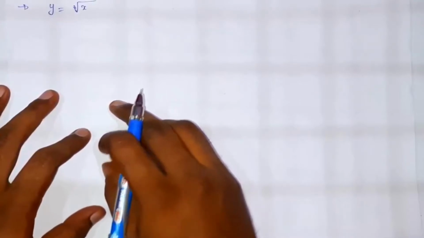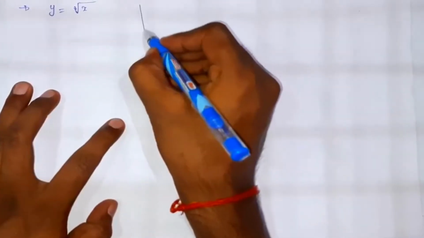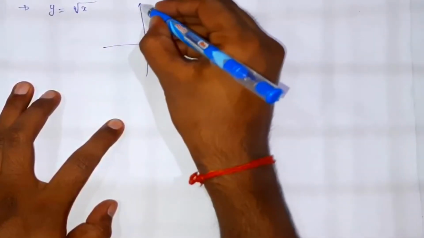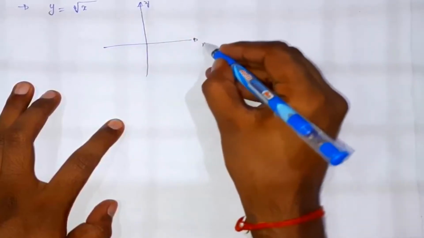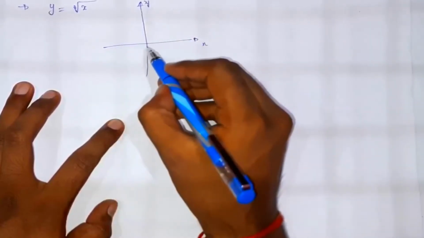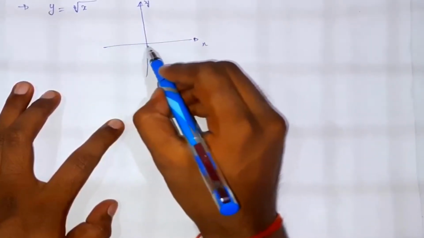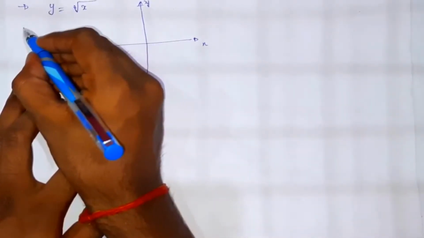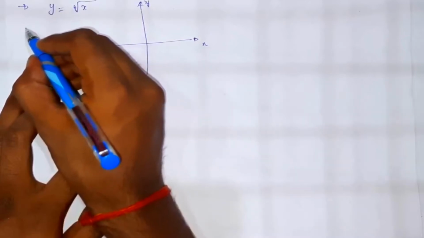So for that, what we will do, we will draw a Cartesian plane like this. This is the x-axis, this is the y-axis, okay. Now at x equals 0, y will be 0. Before that, we would like to check whether it is an increasing function or a decreasing function.